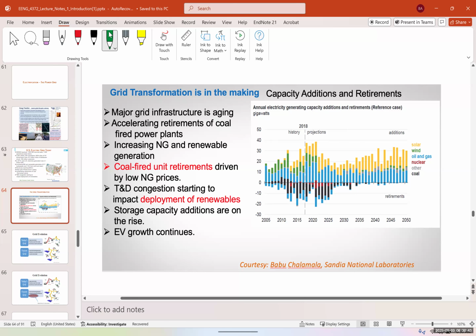The accelerating retirements of coal-fired power plants, increasing new generation and renewable generation systems, coal-fired unit retirements driven by low cost, next generation of new generation power plants like solar and wind, as I mentioned. And the EV growth continues as well. That puts a little bit of challenge and pressure on the system, and the rise of AI systems as well.